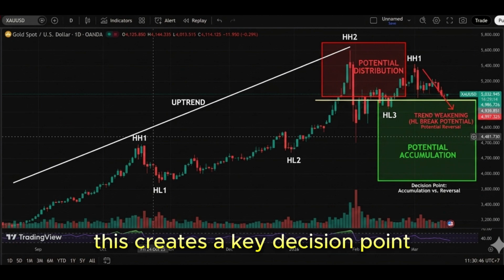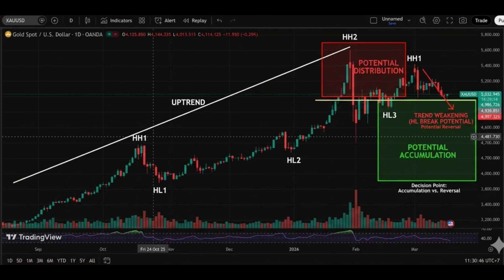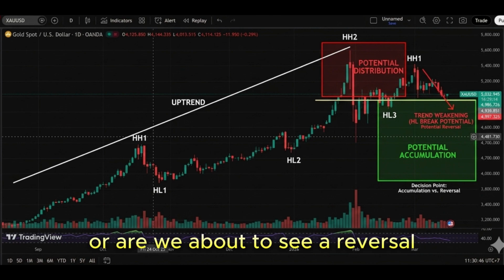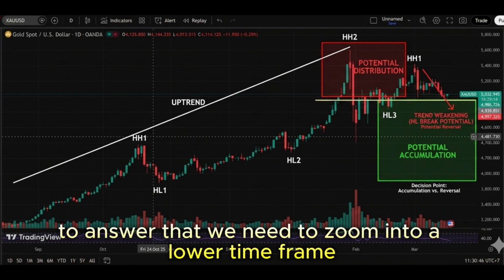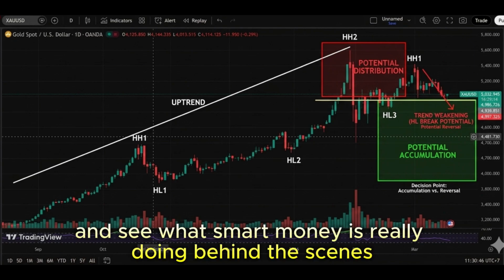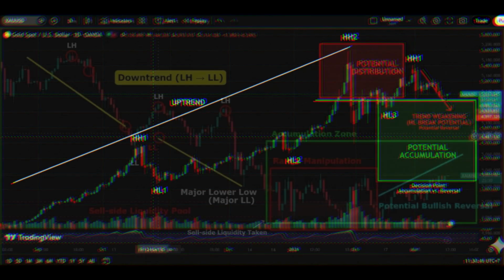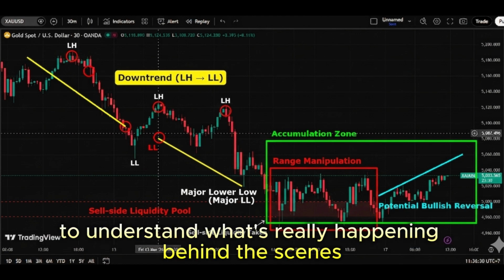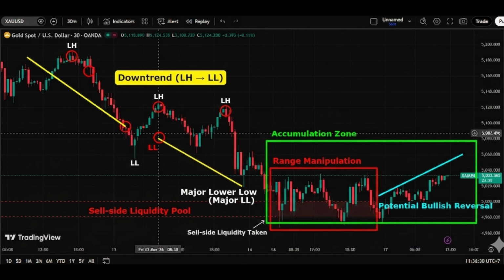This creates a key decision. Will the market continue the uptrend, or are we about to see a reversal? To answer that, we need to zoom into a lower time frame and see what smart money is really doing behind the scenes. Now let's zoom into the lower time frame to understand what's really happening.